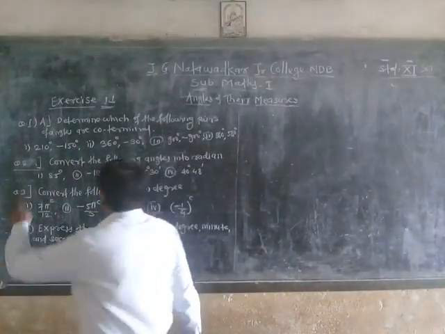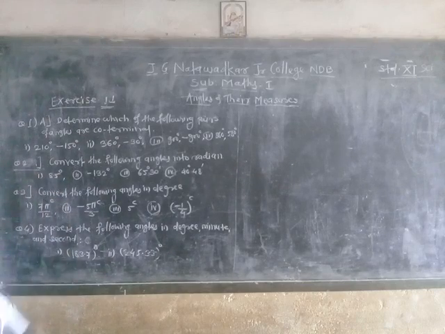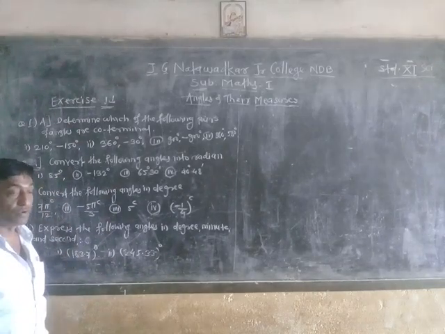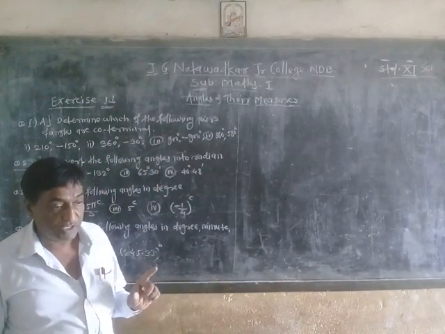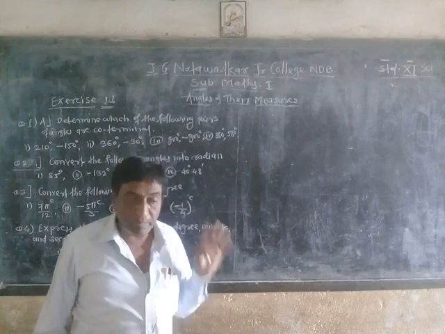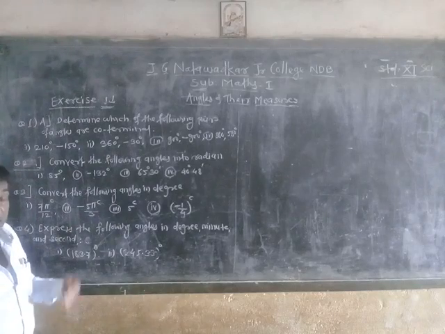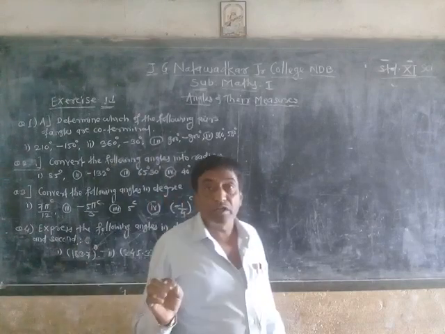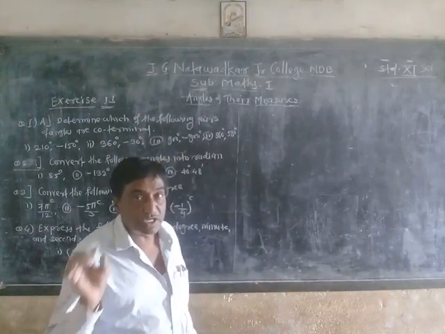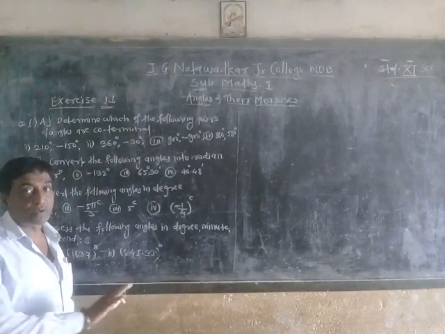See that in the first pair, the first angle measure is given as 210 degrees, and the second is given as minus 150 degrees. So we check whether the difference will be a multiple of 360 degrees. If yes, then it is a pair of coterminal angles. If not, then it is not a pair of coterminal angles. Means the difference will be a positive integral multiple of 360 degrees. If satisfied, then we say it is a pair of coterminal angles. If it is not satisfied, then we say it is not a pair of coterminal angles.